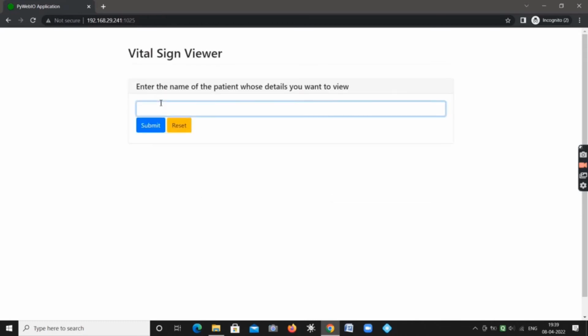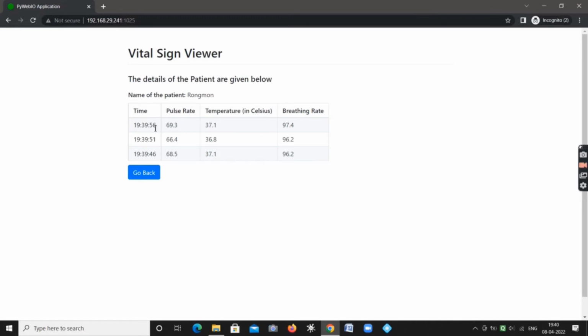Now we can view the vital signs of the patient we just saved. Rongwon was wearing the watch just now, so these are the vital signs that we are receiving for Rongwon at this time. It will take a while and then it will refresh the data. Every 5 seconds the data is refreshed and we keep on getting the newer data. So this way we can remotely monitor the patient in real time.